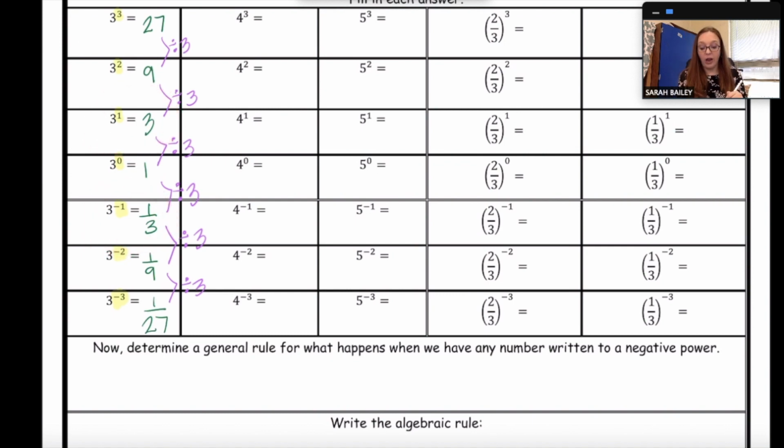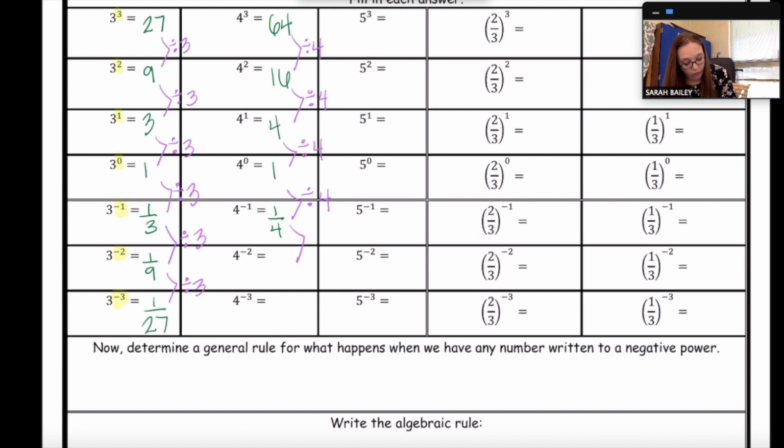Let's try it with the 4s. So 4 cubed, we already know is 64. And we already know that 4 squared was 16. 4 to the first is 4. And we discovered, remember on the previous page, 4 to the 0 power is 1. Okay, and we talked about the patterns. Here, you're dividing by 4 each time. That's your base, so we were dividing by 4. So if I'm going to do 1 divided by 4, that's going to be 1/4.